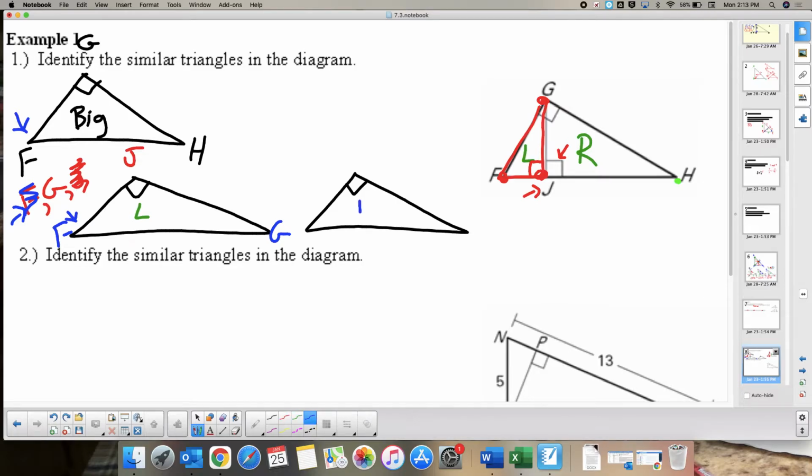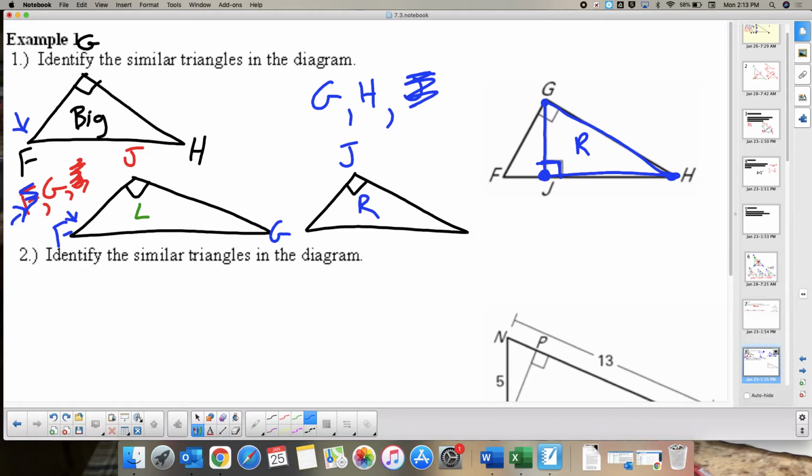Now to do the triangle on the right. When I look at my triangle on the right, I'm looking at this triangle here. First question, what three letters make it? That would be G, H, and J. Second question is, which one is the right angle? Looking at my triangle, it is angle J that is my right angle, so angle J must go there.